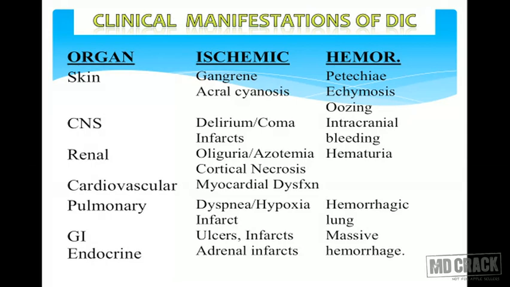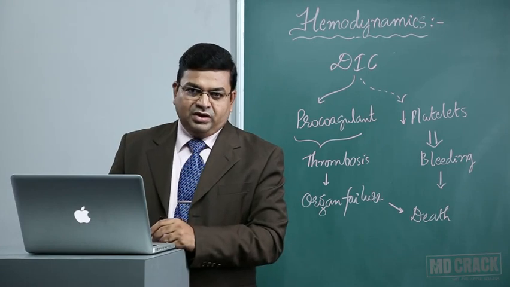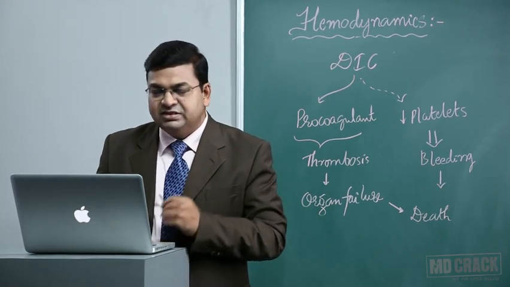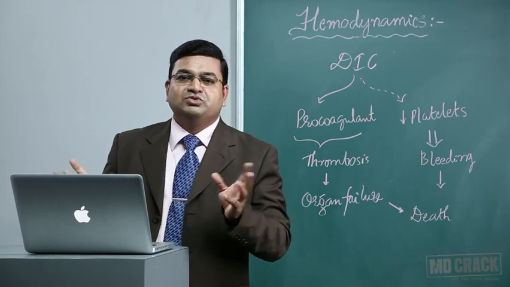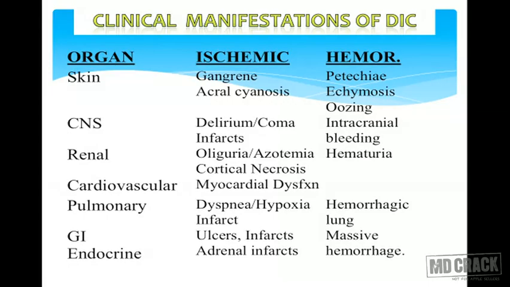In serious manifestation, the patient can have myocardial dysfunction. Pulmonary manifestations: the patient can have dyspnea, hypoxia, and sometimes even severe pulmonary infarctions. Sometimes even severe hemorrhage can take place within the lung parenchyma. GI manifestation: the patient can have ulcers, infarctions, and sometimes massive GI hemorrhage can take place. Adrenal infarction is very classically seen with Neisseria septicemia cases. The adrenal infarction can result in a syndrome called Waterhouse-Friderichsen syndrome. That could be a manifestation of underlying DIC.